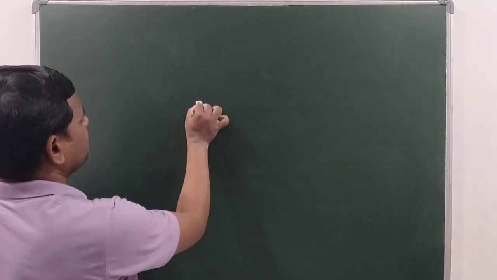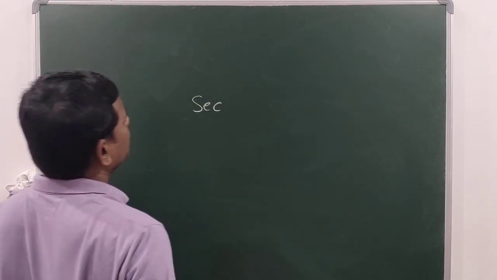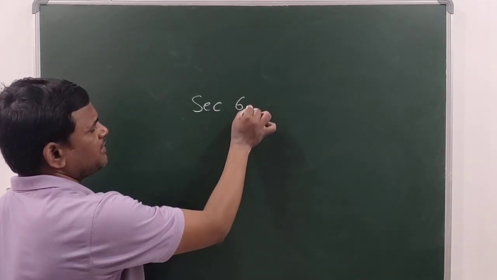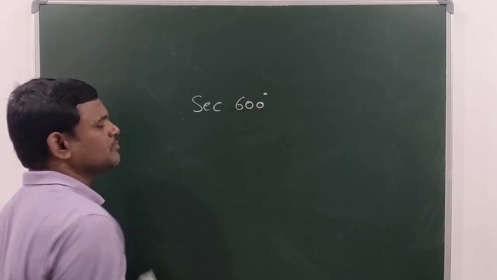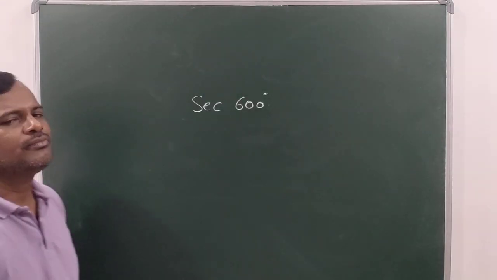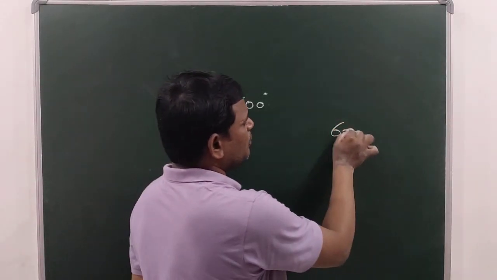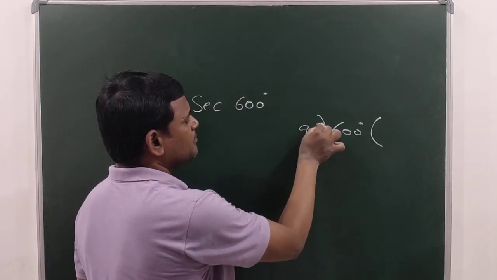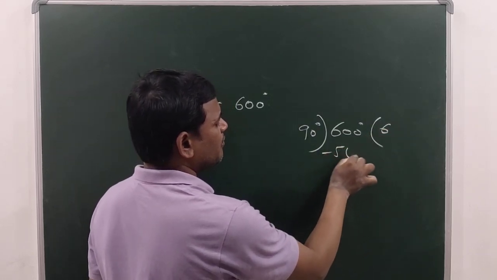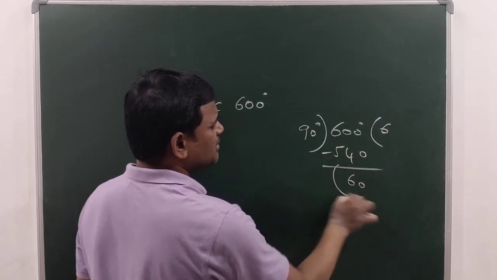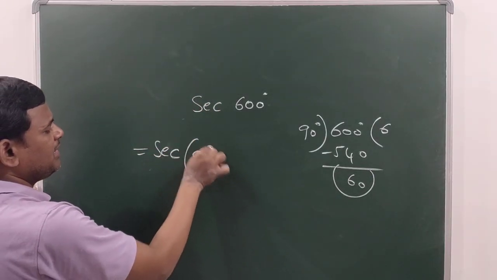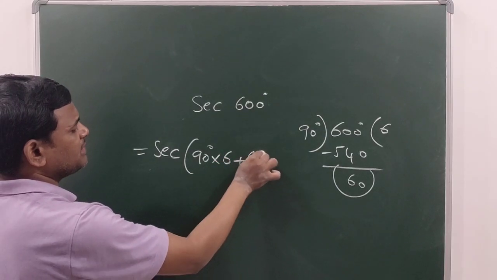Next, well, let us see one more. Secant 600. What do? So 600 degrees you have to divide with 90. 90 sixes are 540 degrees. Remainder is 60. Now go here. Secant of 90 degrees into 6 plus 60 degrees.